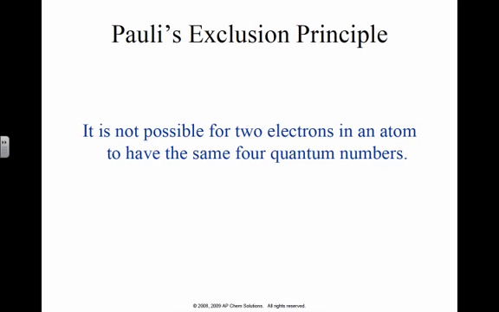Finally, the Pauli exclusion principle says it is not possible for 2 electrons in an atom to have the same 4 quantum numbers. There's 3 rules that go with this. The Aufbau principle, which says that electrons like to enter orbitals of lowest energy first. Pauli exclusion principle says that you only have 2 electrons per orbital. And then Hund's rule, if you'll remember, says you put 1 in each orbital before you double up.